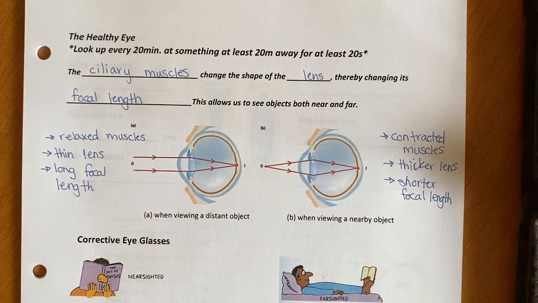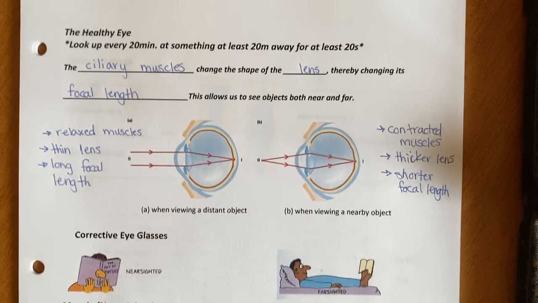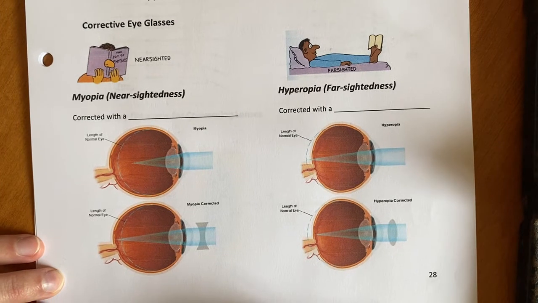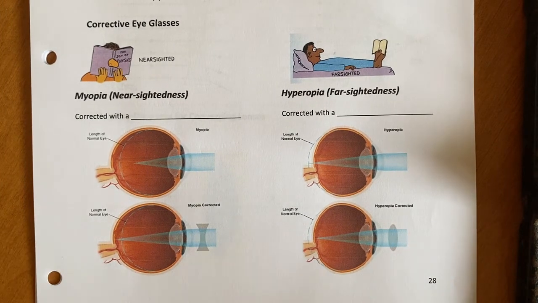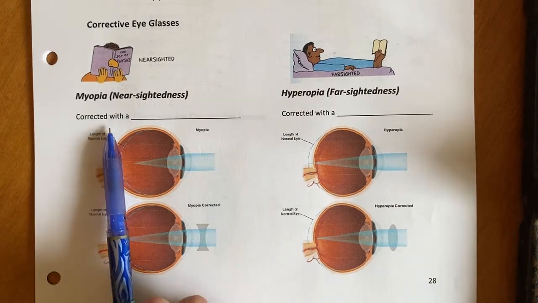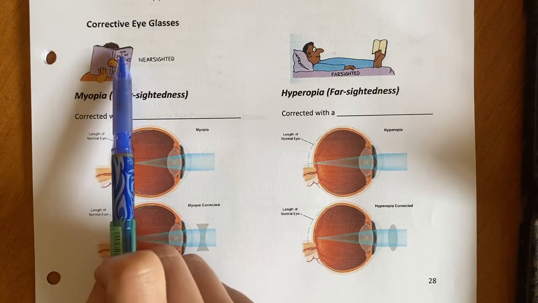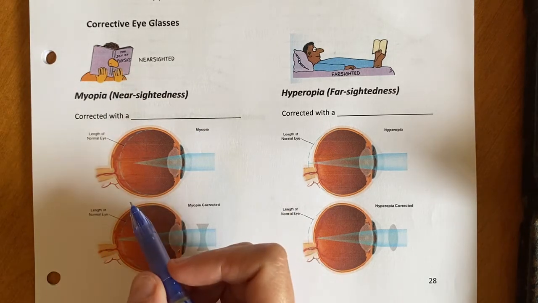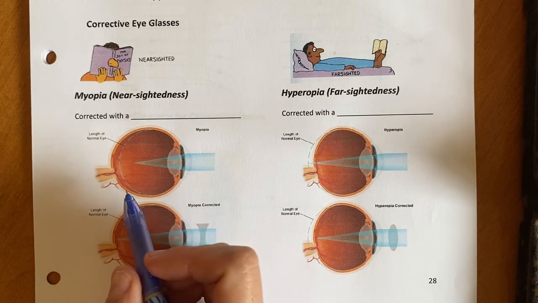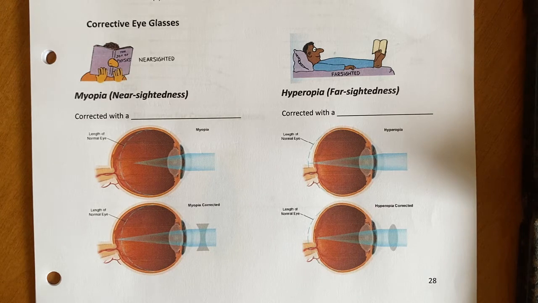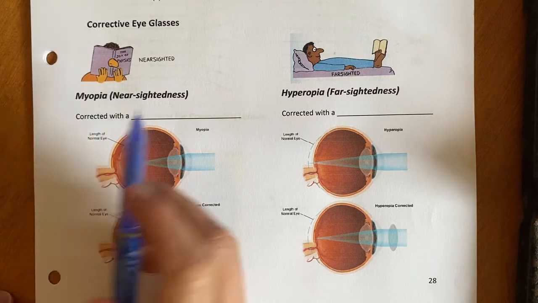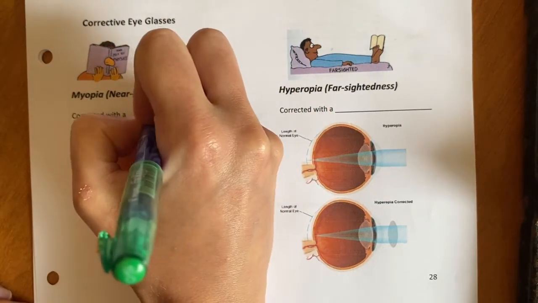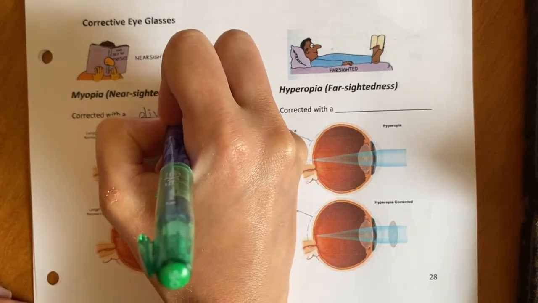Not all people's eyes work perfectly or are shaped the same. There are a couple of different conditions that are extremely common, and you may have one of these, I know I do. We use corrective lenses to fix the problem. The first one is nearsightedness, also called myopia, which is the scientific name. This is when you can see things that are close to you, so these are people who need glasses to see things that are far away from them. This problem is corrected using a diverging lens.